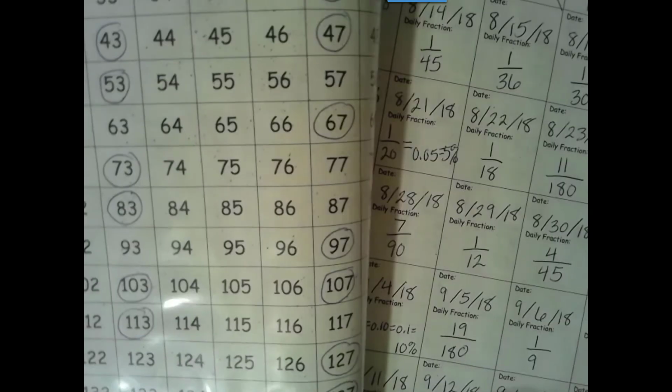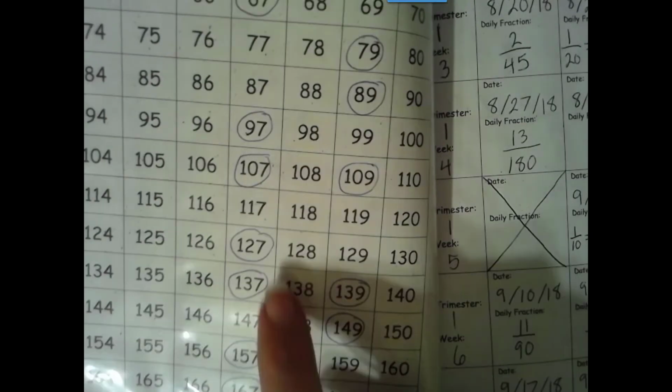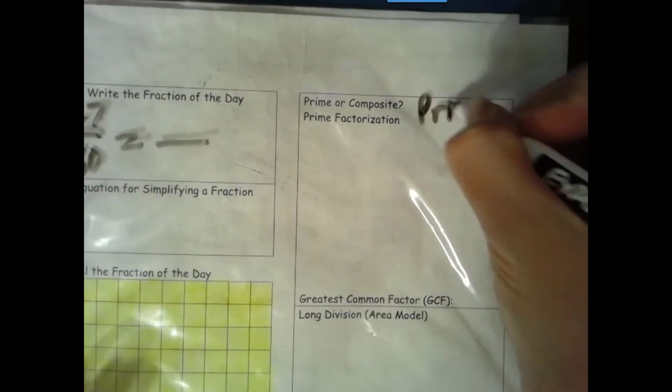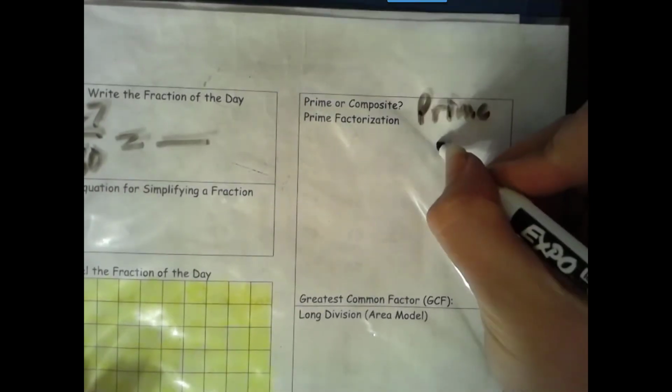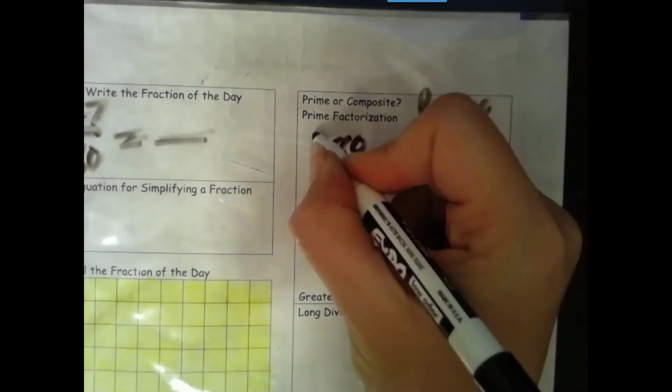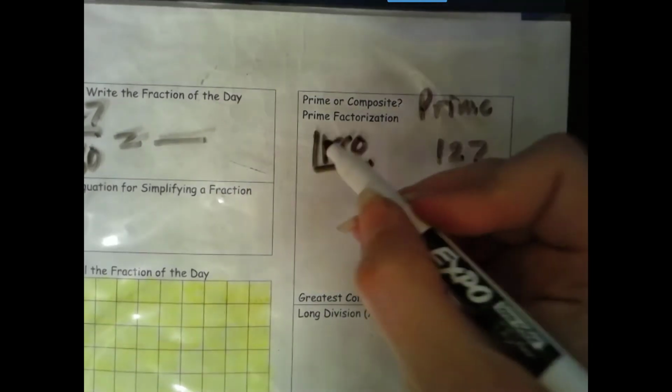So those two don't work, so let's check our prime number sieve. And yes, 127 is circled, so it is prime. And if it is prime, then the prime factorization is done, because the only prime number I can divide by is itself. So let's go ahead and do the prime factorization of just our denominator.